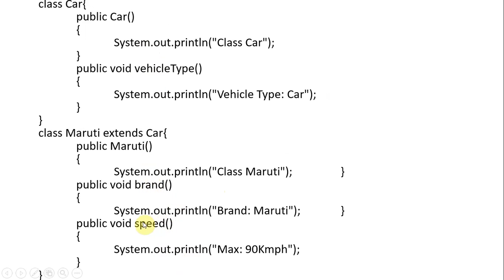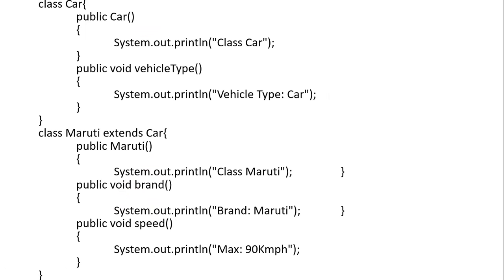So vehicle type is a method of car, brand is a method of Maruti, and speed is a method of Maruti 800. We are not using super here, which means we are calling the method of Maruti 800 only. If you use super, you are trying to call the speed method of Maruti, because both have the same name. That's why we used super in the previous cases, but here we are calling only the Maruti 800 method. Now I hope you understand.